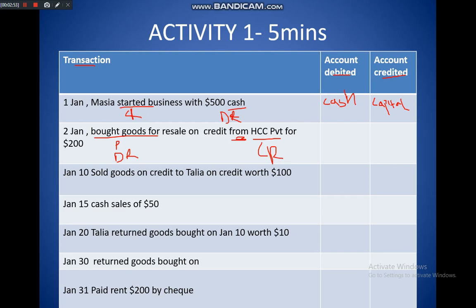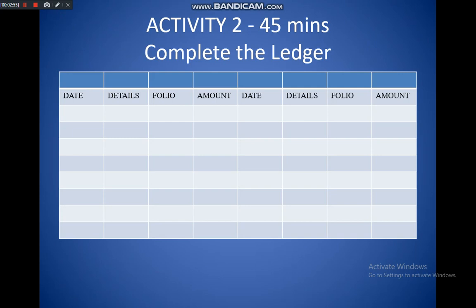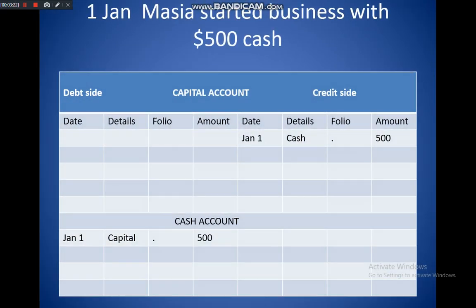Let me proceed with what we are supposed to do on activity number 2. 45 minutes. We're supposed to record the transaction now in the ledger. The ledger is divided into 2. This should be a double line, so you put a double line on this one. This left hand side is called the debit side, and the right hand side is called the credit side. So I want you to follow the first example of recording a transaction in the ledger.